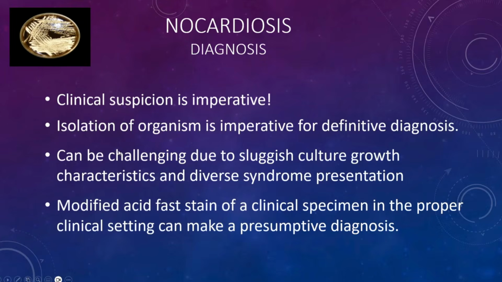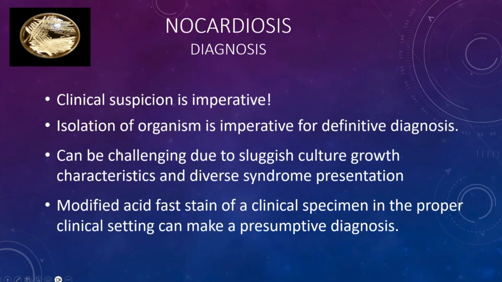So in order to be able to diagnose nocardia, you need to, number one, have a clinical suspicion. And isolation of the organism is really imperative for definitive diagnosis. And also, even though we have more modern molecular methods of identification, you still need to get your susceptibilities. But nocardia doesn't really grow that well, and it can present in a very diverse manner. So as a result, it may be difficult to diagnose.